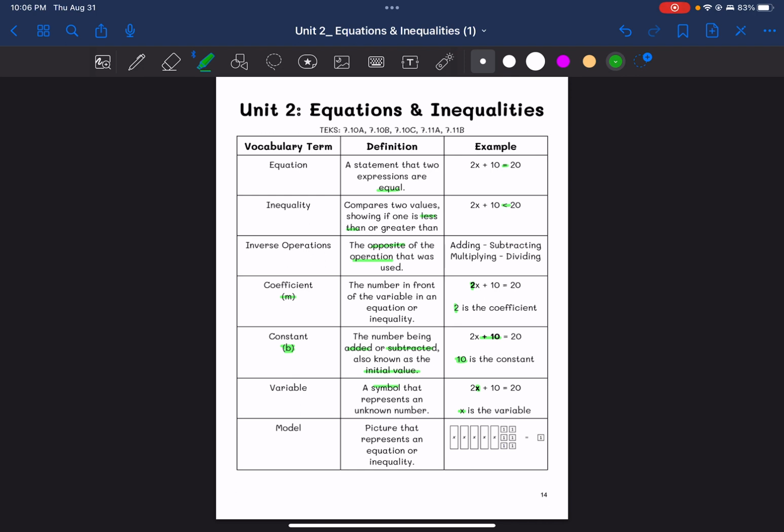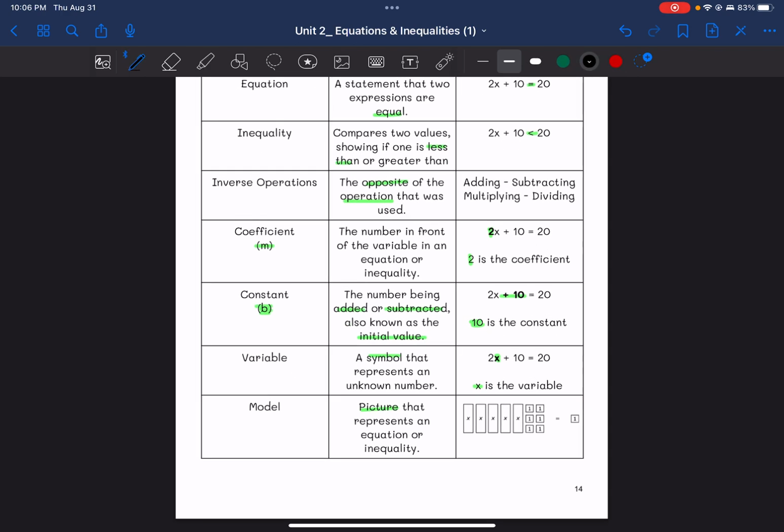All right, then we have a model. It is a picture that represents an equation or inequality. Okay, so here in this example, they're all unshaded, so they're all positive. So we would have 5x plus 6 is equal to 1. Okay, that would be the equation that is represented in that picture.